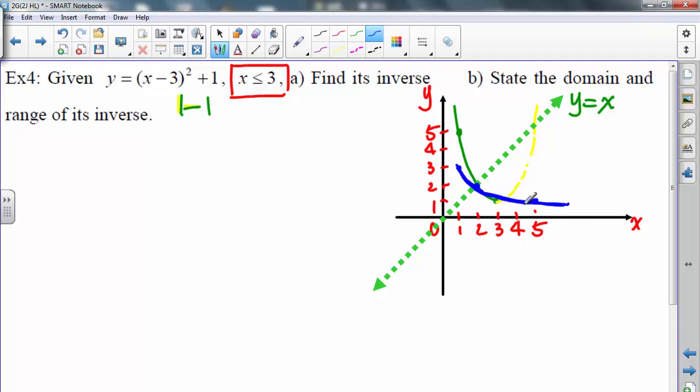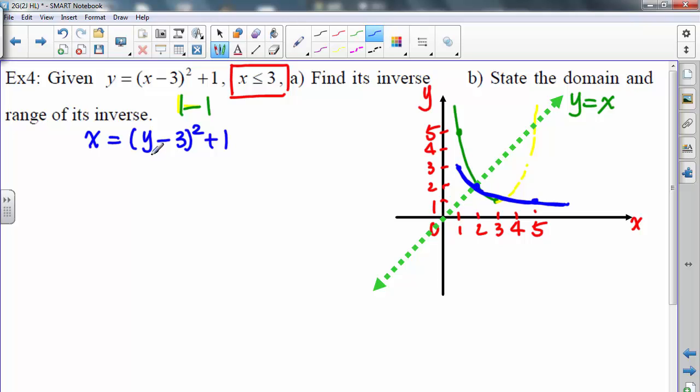And you will find that this blue graph passes the vertical line test. That means this blue part is a function graph. So from this example, we will know only a 1-to-1 function has the inverse. Okay, so right now we want to find its inverse algebraically, following 2 steps. Step 1, interchange x and y. Then solve for y.